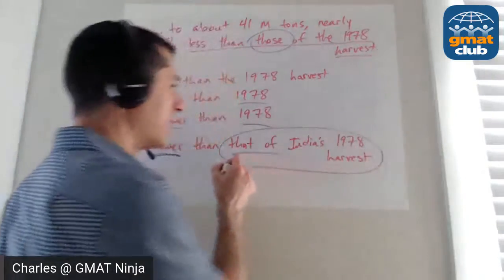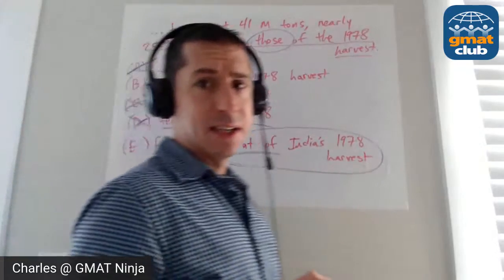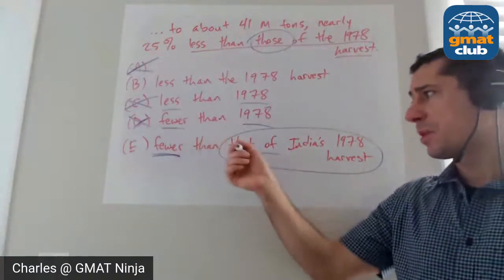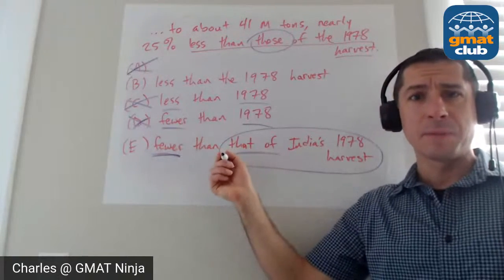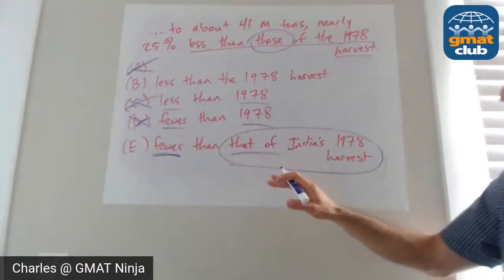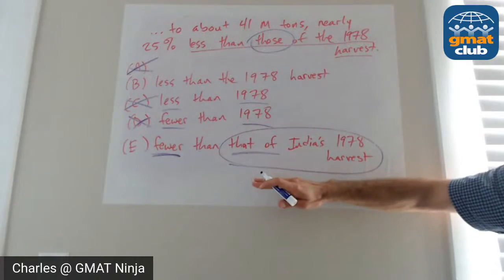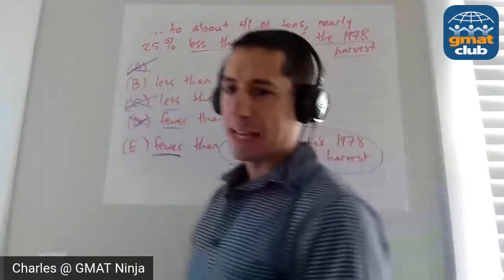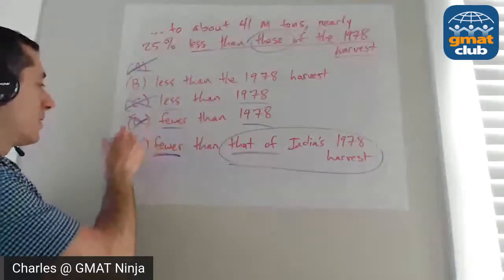You could also argue right here, production of the harvest. We could argue very, very strongly that that's redundant. So fewer than the production, you've got a countable, non-countable issue, you also have a logical issue, and then you arguably have a redundancy problem here. Fewer than the production of the harvest doesn't make any sense. So for that reason, E is out.